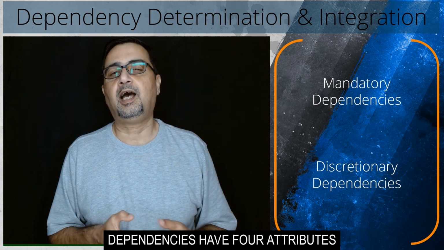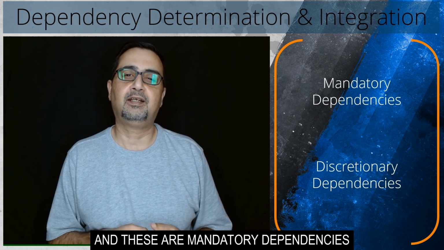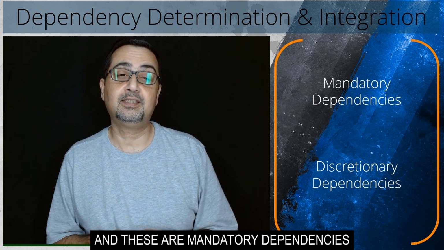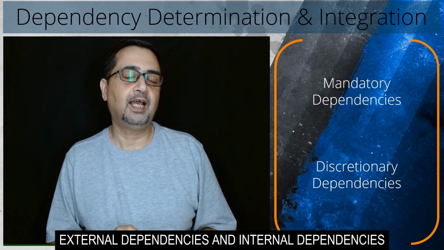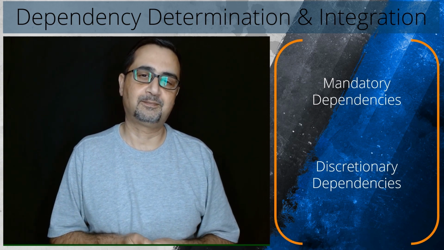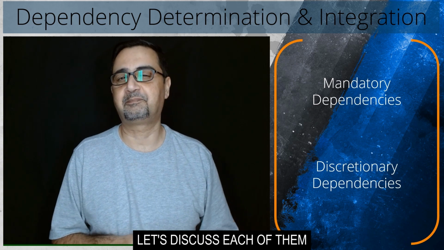Dependencies have four attributes, and these are mandatory dependencies, discretionary dependencies, external dependencies, and internal dependencies. Let's discuss each of them.